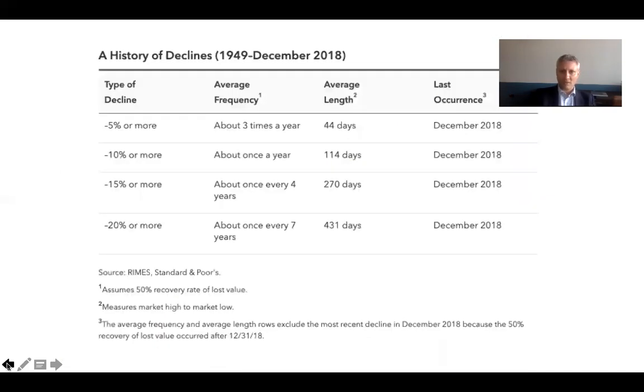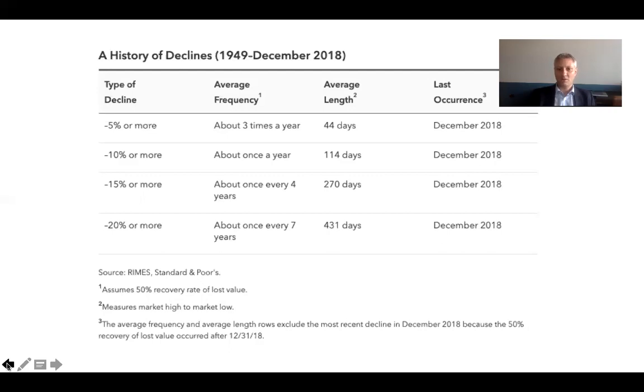So what about the history of declines? Okay, so this data is up to December 2018, so it's about a year out of date. So the last occurrence, you can probably ignore that. But if you look at the type of decline that happens in a year, so minus 5%, this would happen on average about 3 times a year. And it happens, normally average length is about 44 days between them.